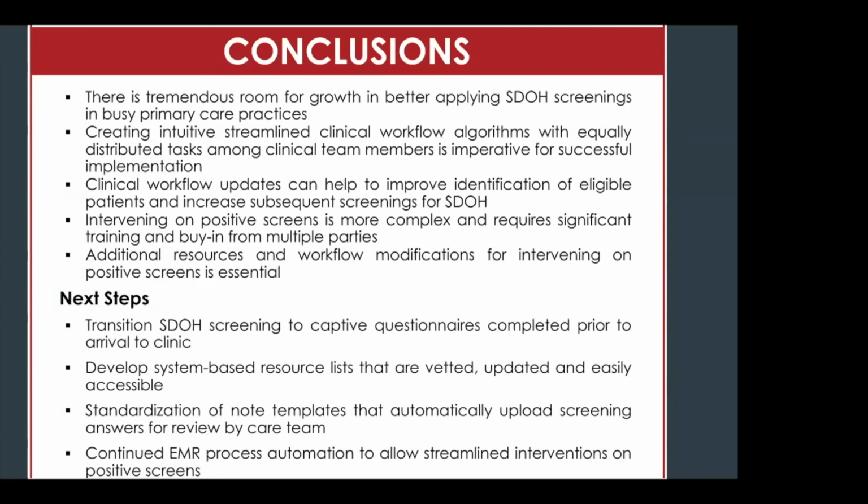Now, intervening on these positive screens was shown to be more difficult and complex, as we noted, and that's something that we want to focus on next. So how do we streamline our resource list to make sure they're up to date and vetted? And then how do we standardize and automate these processes so that our EMRs can work for us in order to get these screenings and interventions to the patients who need them most?